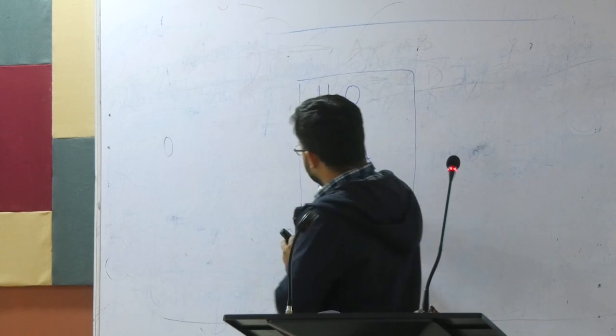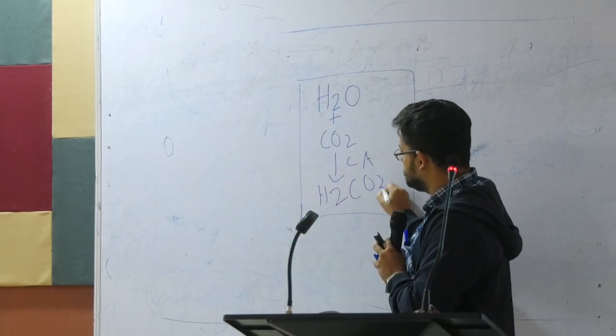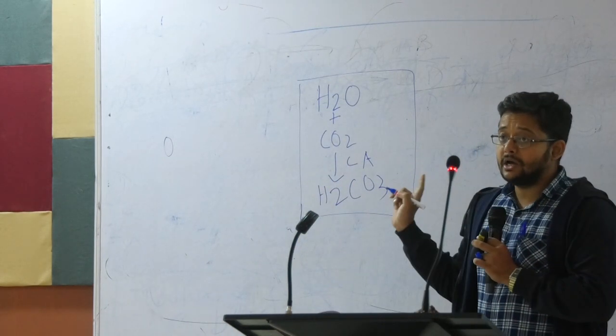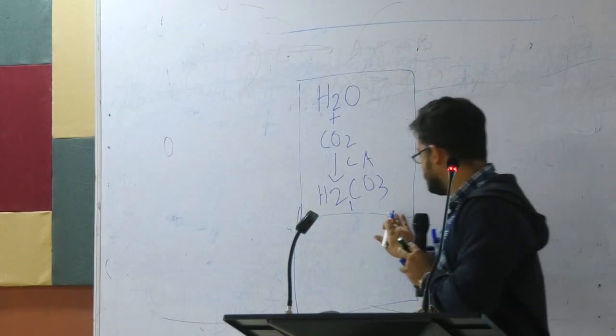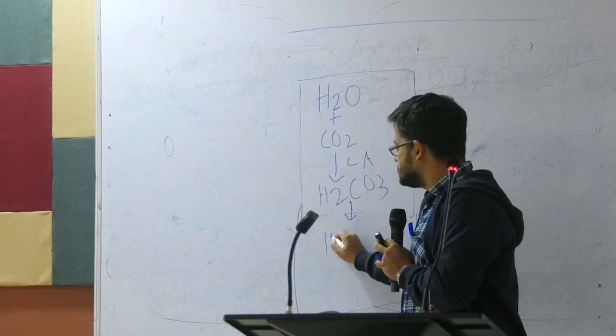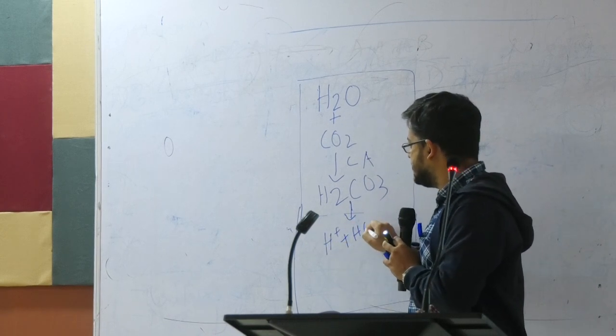Now this carbonic anhydrase will create H2CO3, carbonic acid. I am just elongating the cell over here. And this H2CO3 is converted into H plus and HCO3 minus.